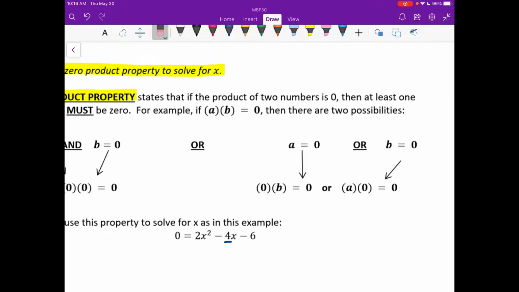And that logically makes sense, right? If you ever have 2 numbers and you know that your answer is 0, you must know that either a or b, one of those 2 numbers, has to be 0.